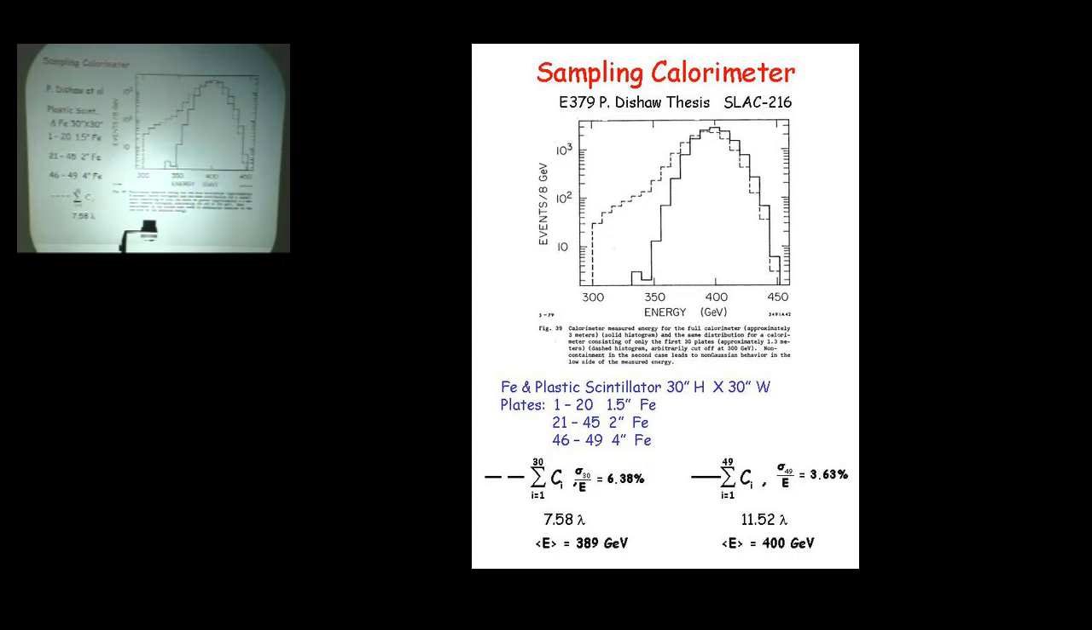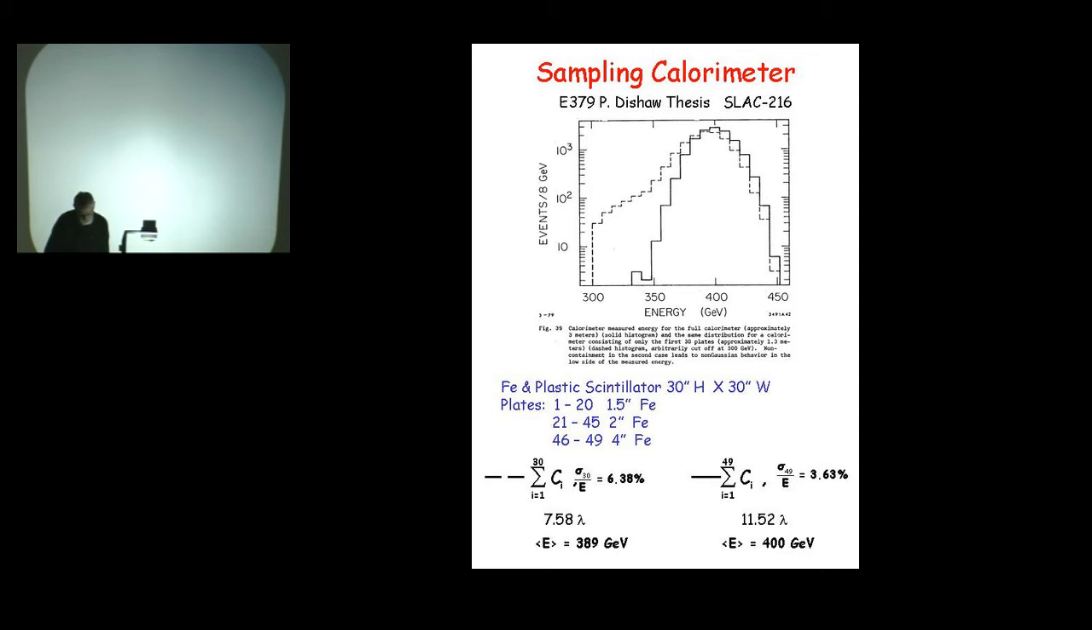Now, if you decide that you're going to stop at counter number 30, which is the first 20 of these and the next 10 of these, so that you're at 7.58 lambda, then you get the dashed curve, which shows that you bias the mean and you get a low energy tail. And so that's the thing that one wants to focus on to some extent.